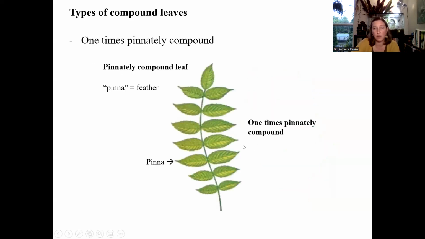Likewise, you can call these pinna as well. You can call those pinna as well. But you could also call them leaflets. That's fine.